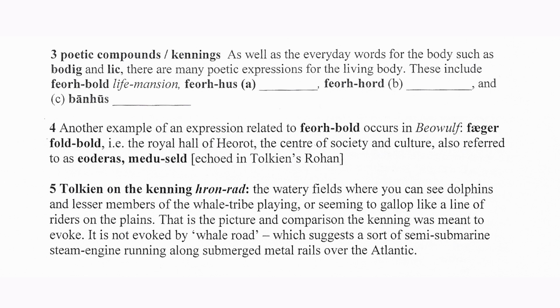This is Tolkien talking about the kenning, the poetic compound hronrad. A hron is a kind of whale or dolphin, and rad, you would think, means road, just as starn means stone and barn means bone. But Tolkien doesn't approve of that translation. He says it means the watery fields where you can see the dolphins and lesser members of the whale tribe playing or seeming to gallop like a line of riders on the plains. That is the picture and comparison the kenning was meant to evoke. It is not best translated by whale road, which suggests a sort of semi-submarine steam engine running along submerged metal rails over the Atlantic. So I have translated it whale road, but the great master should be correcting me there.